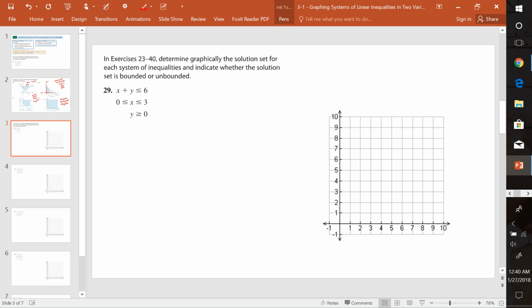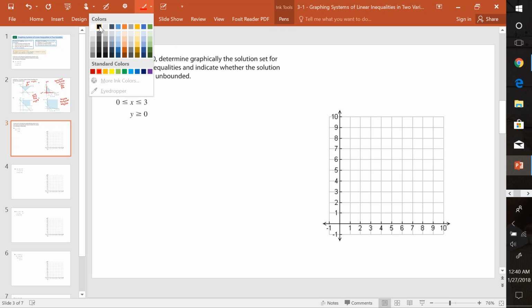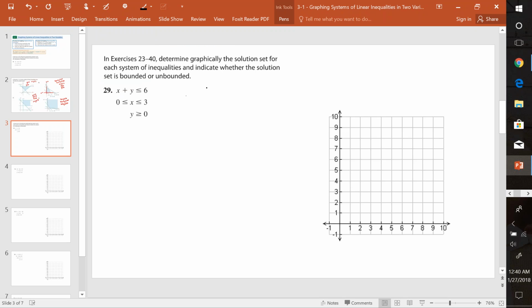Okay, so we're going to go through and graph some of these. So we're going to determine graphically the solution set for each system of inequalities and indicate whether the solution is bounded or unbounded. So one way to graph these is to use x and y intercepts. That's sometimes easier. So I'm going to think of x plus y equals 6. If these both divide equally into that number, that makes it really easy just to graph the intercepts.